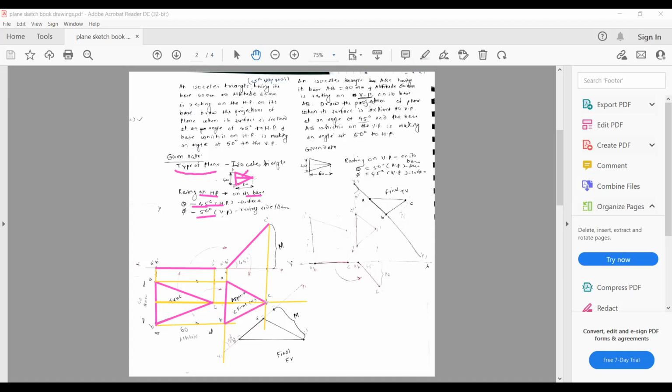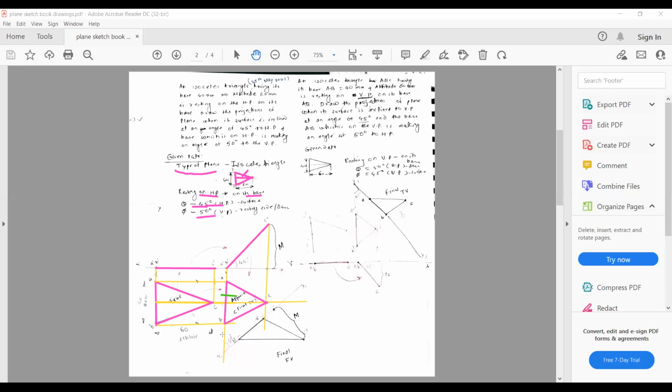And you will get the top view completed. Okay. And if you are doing this solution with the auxiliary plane method, what is given inclined with the VP? Resting side. So the resting side is this one. This is nothing but the resting side AB.